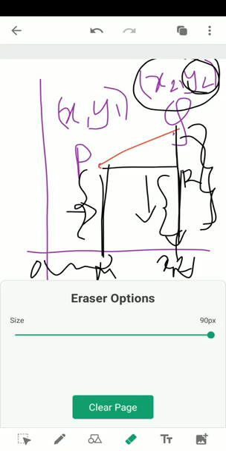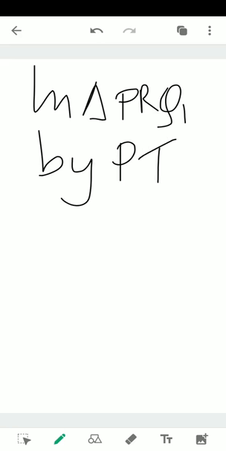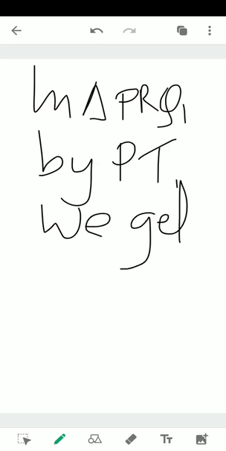So let us try to coalesce all of them together and write. PQ square. Before writing this, we can write: in triangle PRQ, by Pythagoras theorem, I suggest you write the full Pythagoras theorem properly. We get, what do we get?